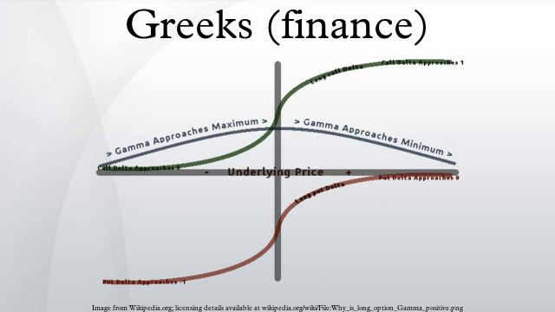Long options have a positive relationship with gamma because as price increases, gamma increases as well, causing delta to approach 1 from 0 and 0 from -1. The inverse is true for short options. Gamma is greatest approximately at the money and diminishes the further out you go, either in the money or out of the money. Gamma is important because it corrects for the convexity of value.